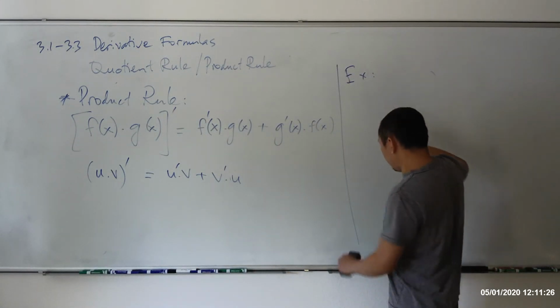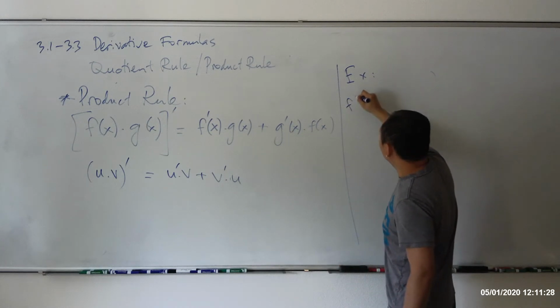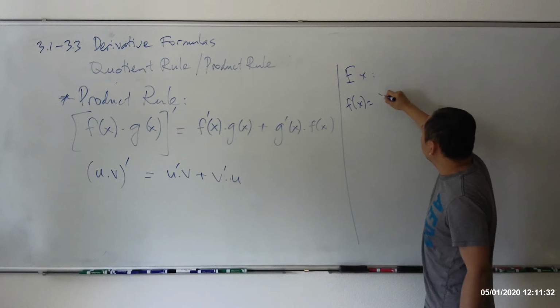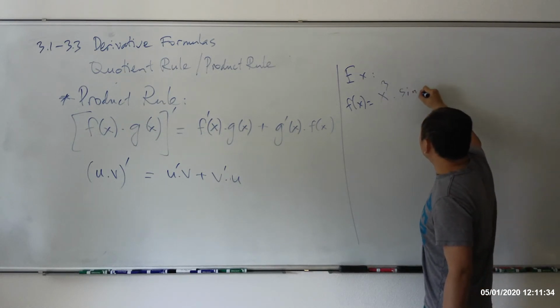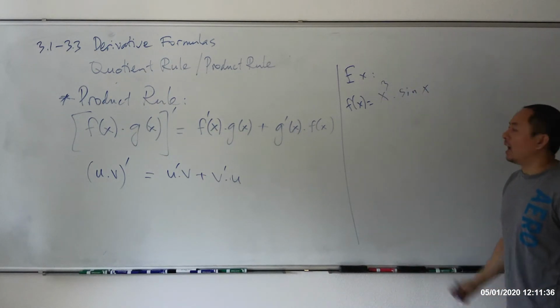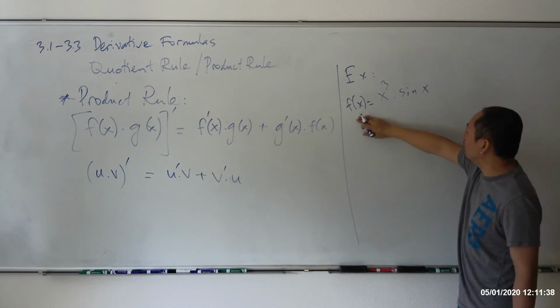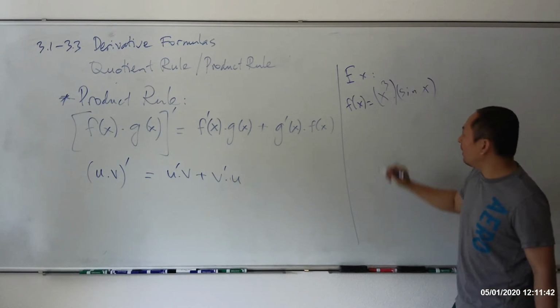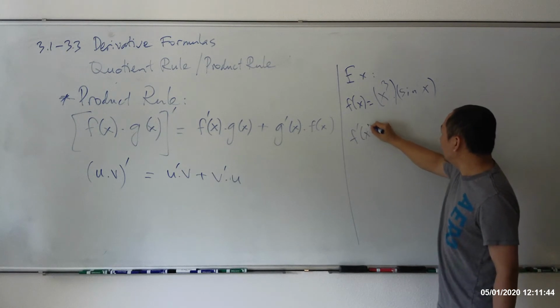Say I got a function that looks like this. How about f of x equal to x cubed times sine x. You see I have two parts, two factors for the f of x function. X cubed is one term and sine x is another term. Now I want to calculate the derivative of f.